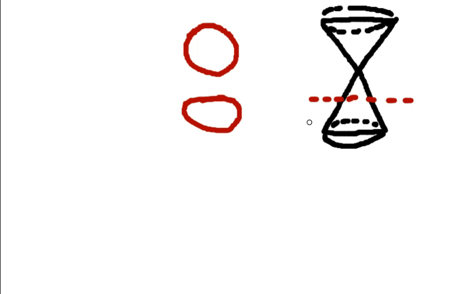And you can get this by going through your cone diagonally or at an angle. So it goes through like that. Your ellipse is right over there. And then your other type of graph that you can get is a parabola.